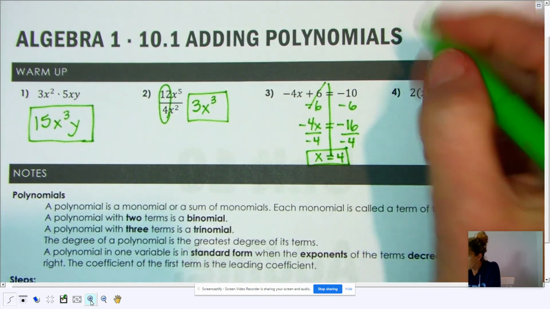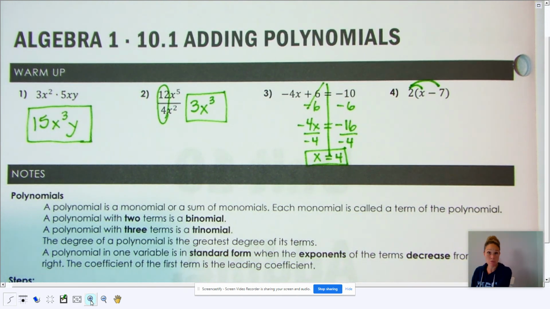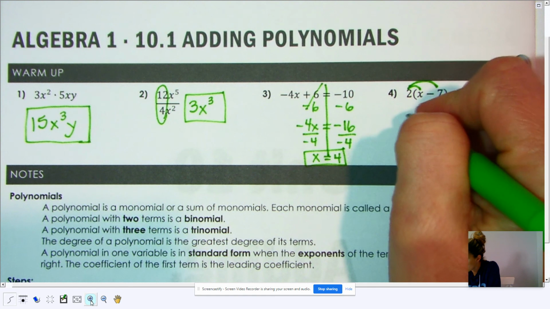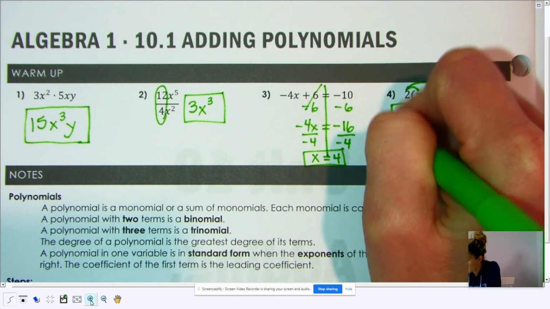Question number 4, this is just a distribution problem. There's no equal sign, so we're not solving for anything. We're just simplifying it a little bit. So 2 times x is 2x. 2 times 7 is 14.